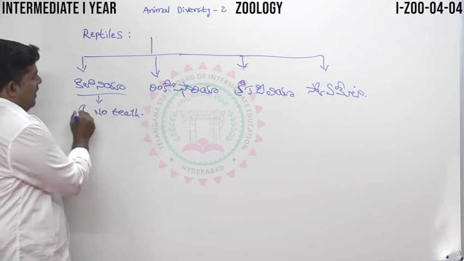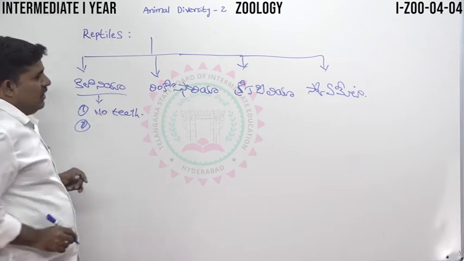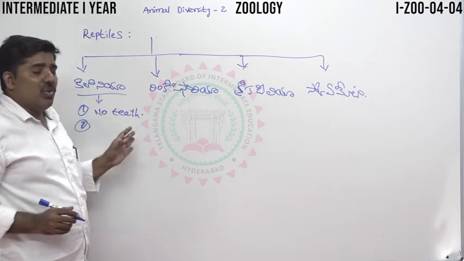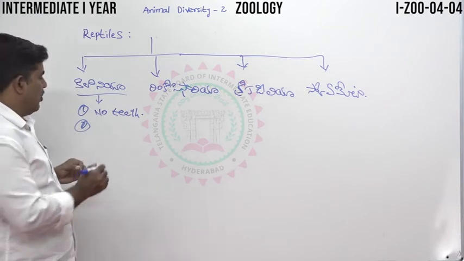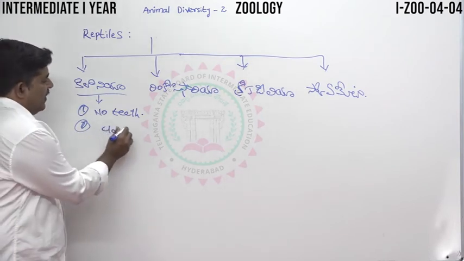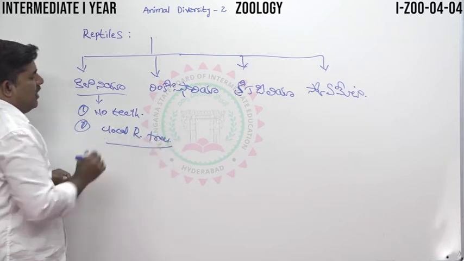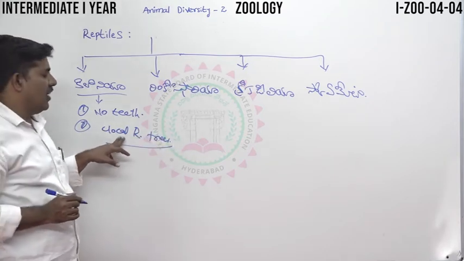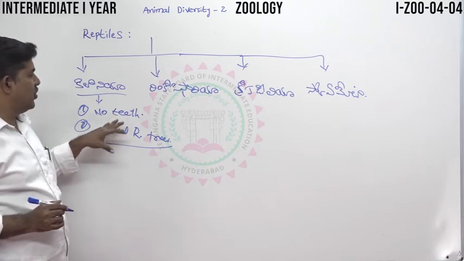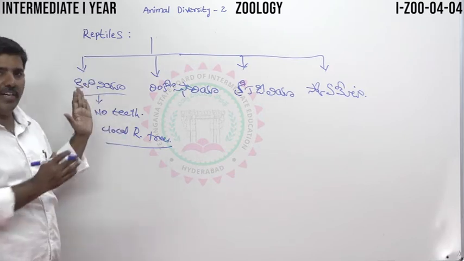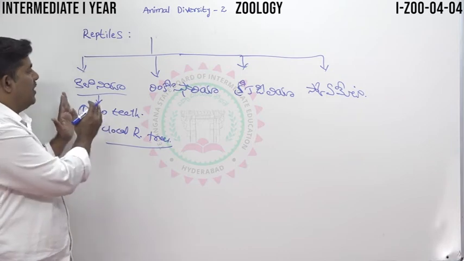Then there are very important cloacal respiratory trees. Cloacal respiratory trees are the important structure of the respiratory organs. So these two are important for the Chelonia. So Chelonia contains the reptiles. It is the most important.